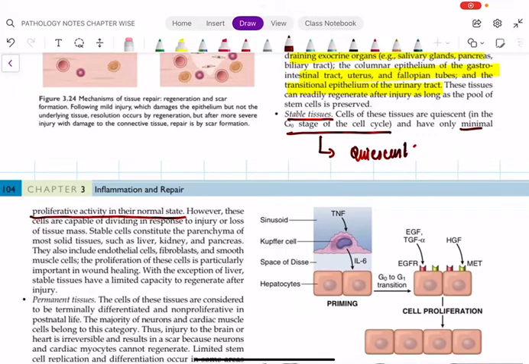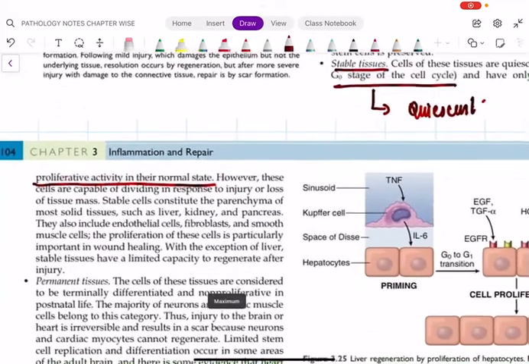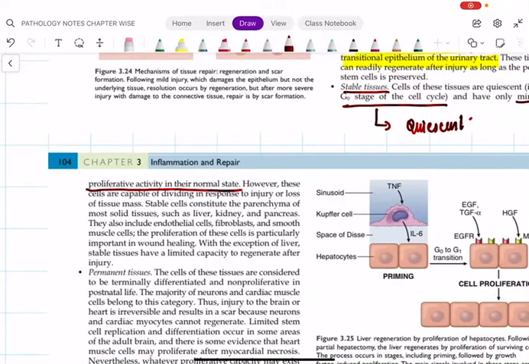But whenever they undergo some injury, what will happen? They will retain the capability to regenerate or divide. So these cells will divide only in response to injury or some loss of tissue mass. What are the cells? Examples of stable cells, very important: liver, kidney, pancreas, as well as endothelial cells, fibroblast and smooth muscle cells. You can't afford to skip any of these points. You should remember all this. Each of this is in MCQ.